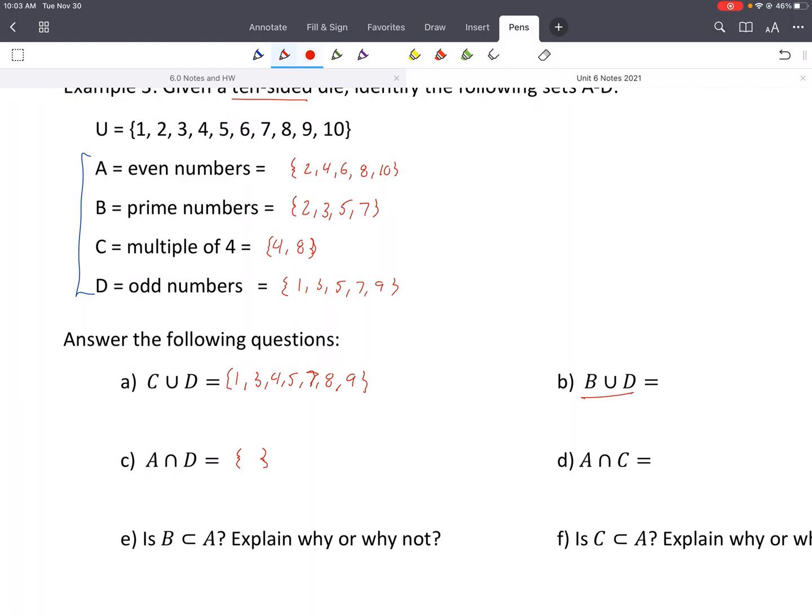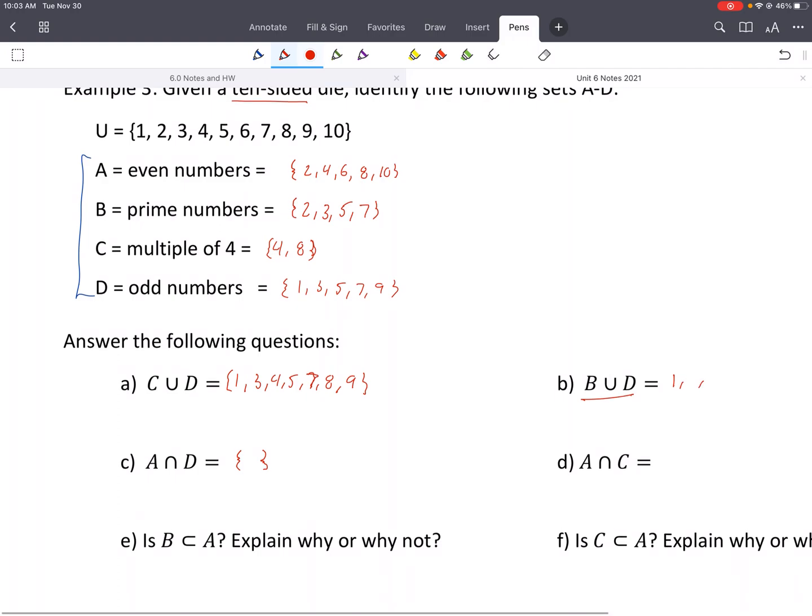B union D. So we bring them all together. It's a union. Okay. So what would we have? We have all of B and all of D. So that's a big one. We'd have 1, 2, 3. Oops, I missed that one. 1, 2, 3. There's no 4. There's 5. No 6, but we have 7 and 9. If I ever mix one up or skip one, sorry. I'm trying to keep the videos shorter for you guys.